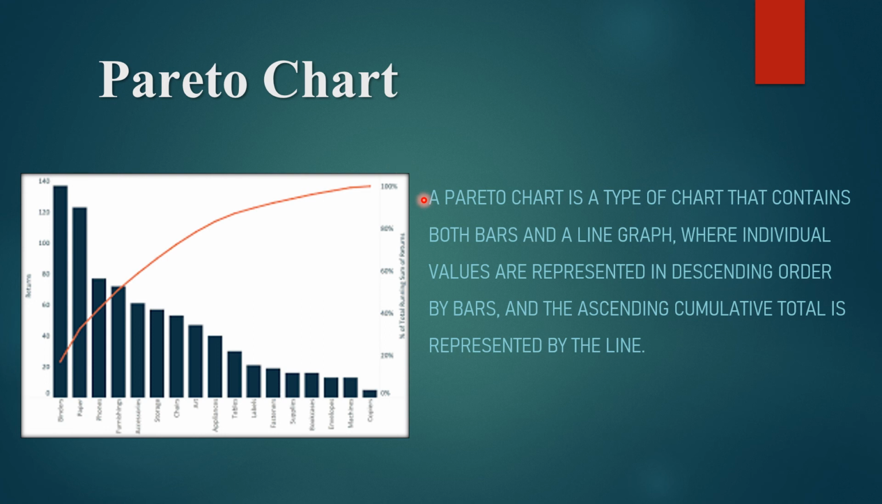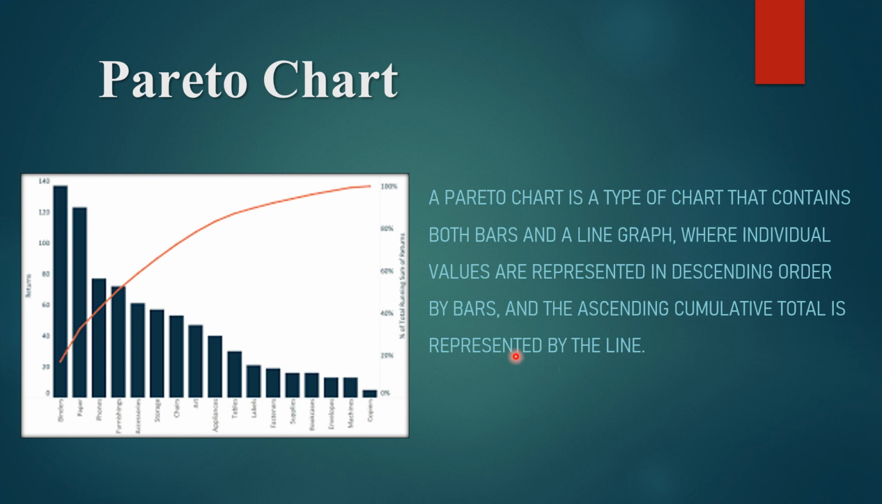Today we are discussing one of the custom charts in Tableau, which is the Pareto chart. So what exactly is this? A Pareto chart is a type of chart that contains both bars and a line graph, where individual values are represented in descending order by bars and the ascending cumulative total is represented by the line.